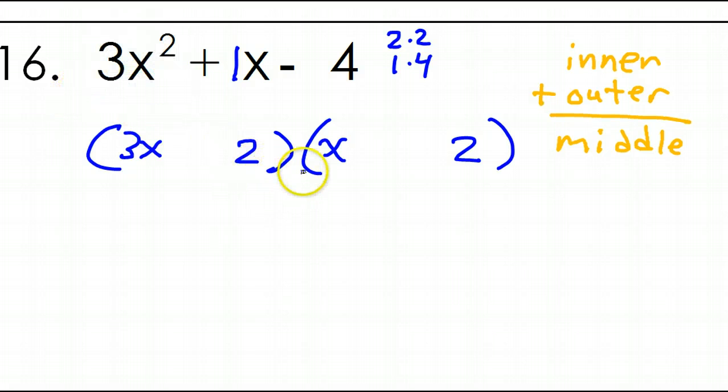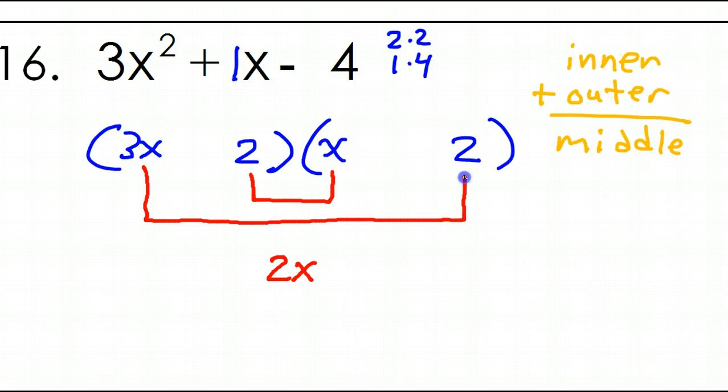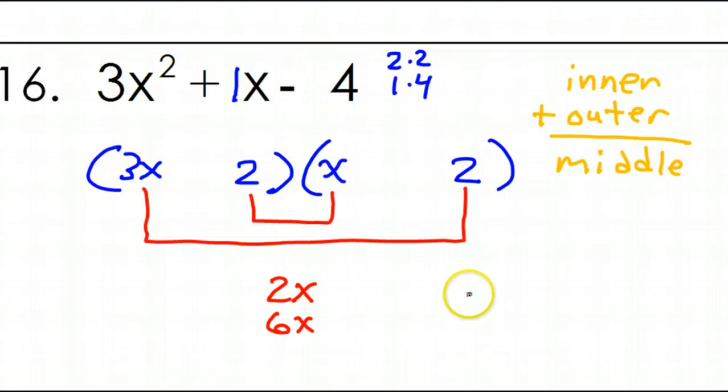Alright, so inner, I have 2x. Let me use a different color. Inner, when I say inner, I'm talking about these. So that's 2x. Okay, outer, I'm talking about these. I'm multiplying here, okay? So this is going to be 6x. Now, the inner plus the outer have to equal the middle. When I'm talking about the middle, I'm talking about this, including the sign. I need a positive 1x.